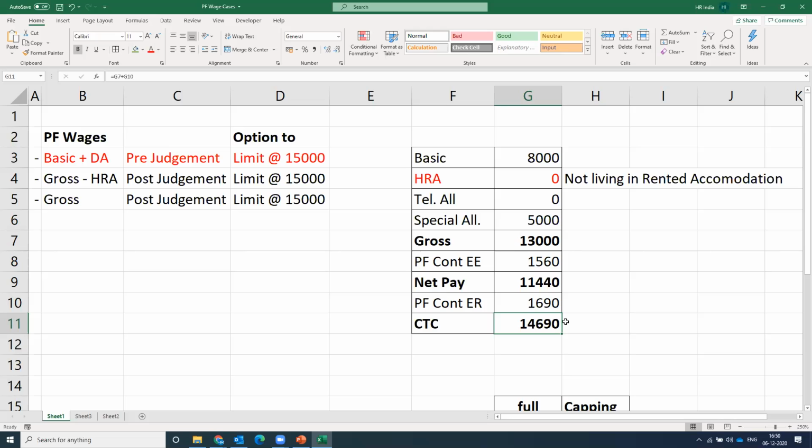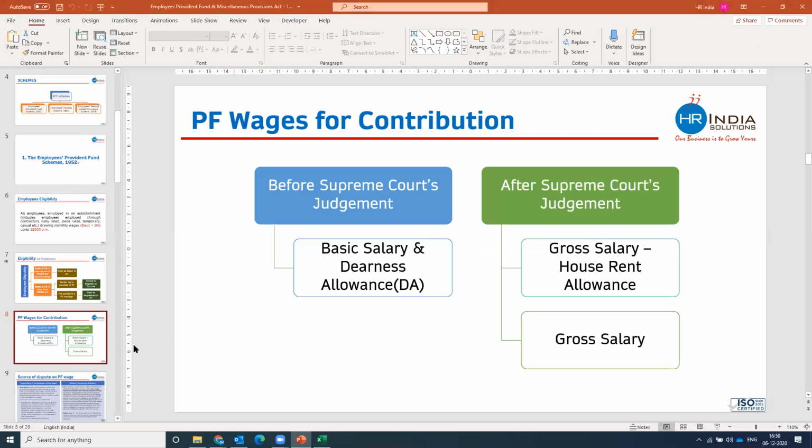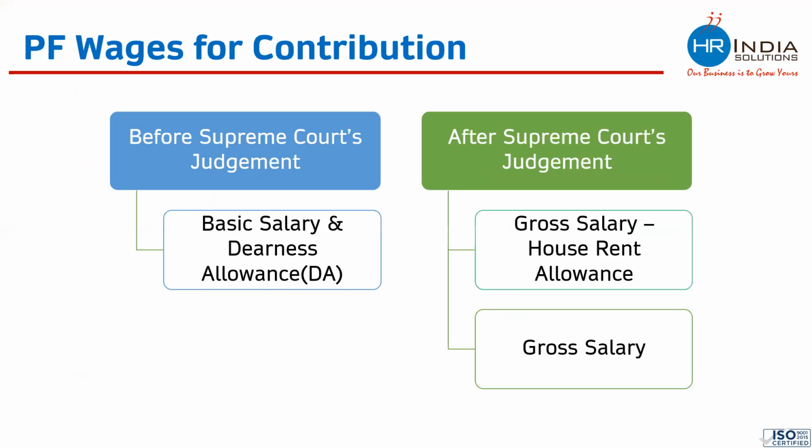So I hope these three criteria are clear to you, that what is the PF wages and why we calculate on gross minus HRA and the gross salary. All right, now let's get back to the presentation.